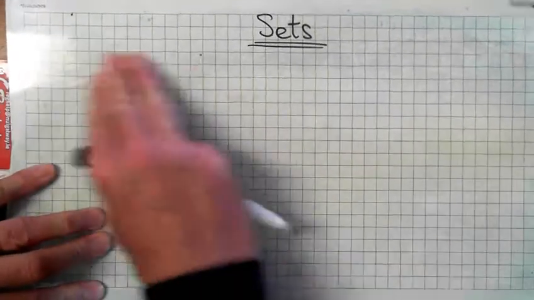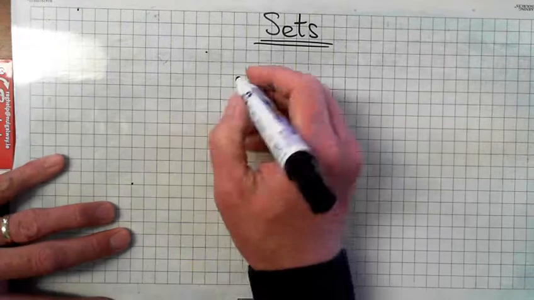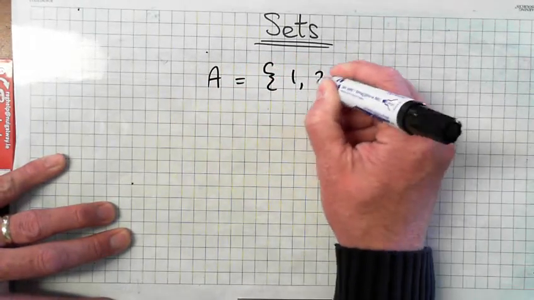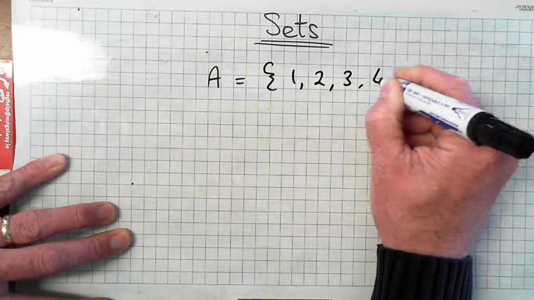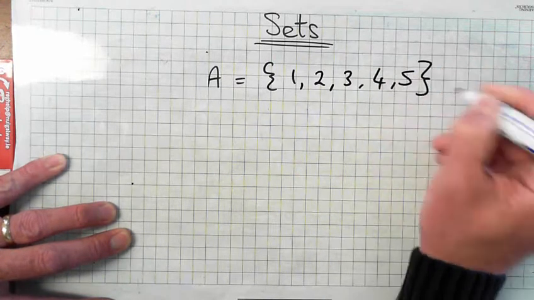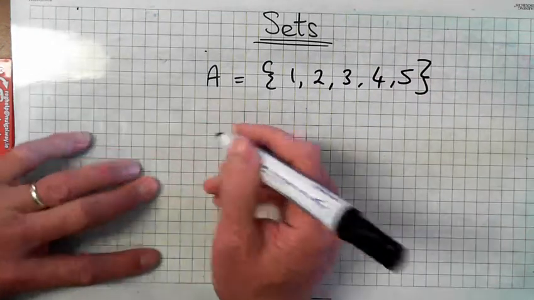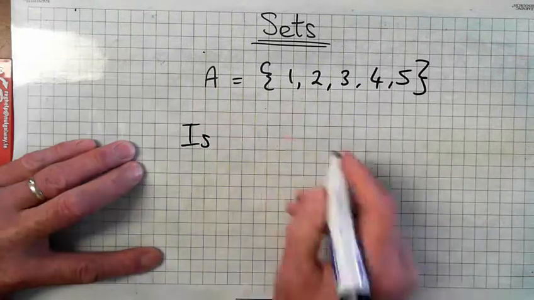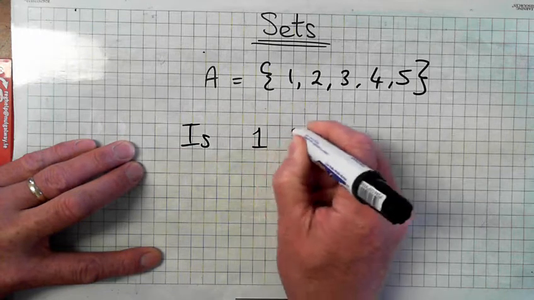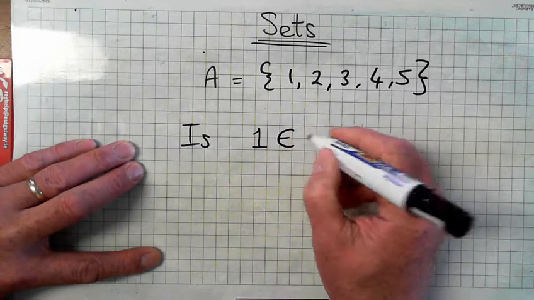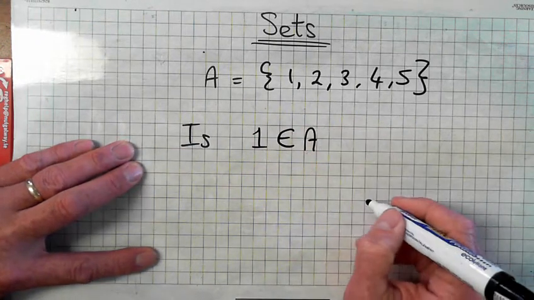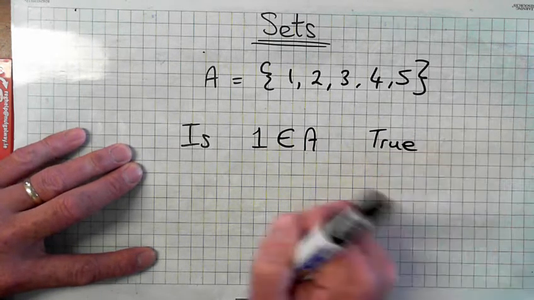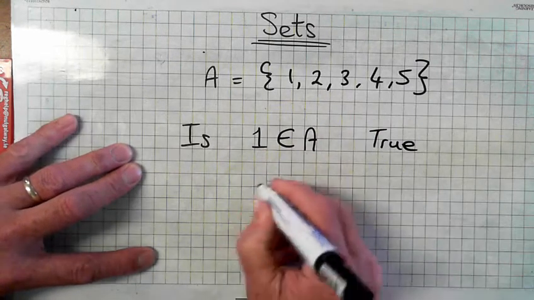So if I write a different set, I call it set A, and I'll put in numbers. It can be numbers too: 3, 4, and 5. Okay, so question number 1: is 1 an element of the set A? True or false? True. That means, can you see it? Is 1 in there? Yes.